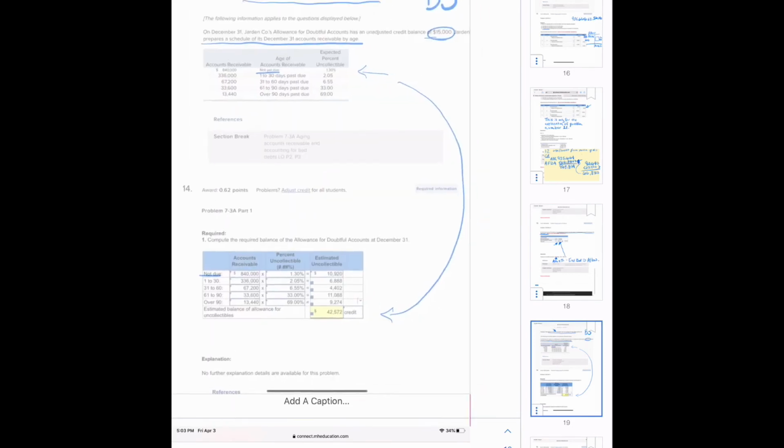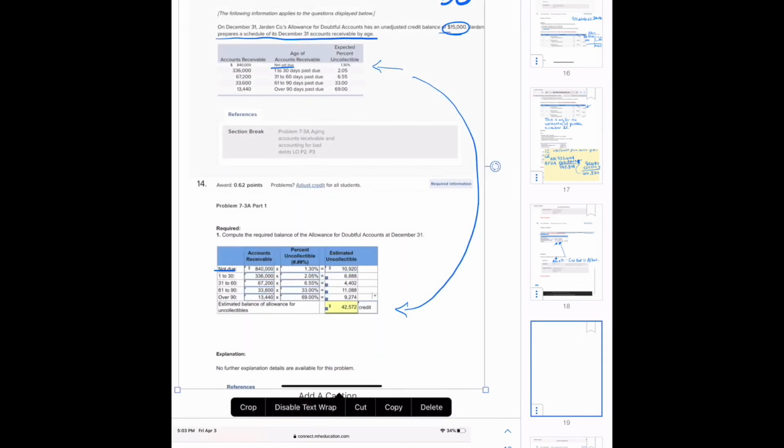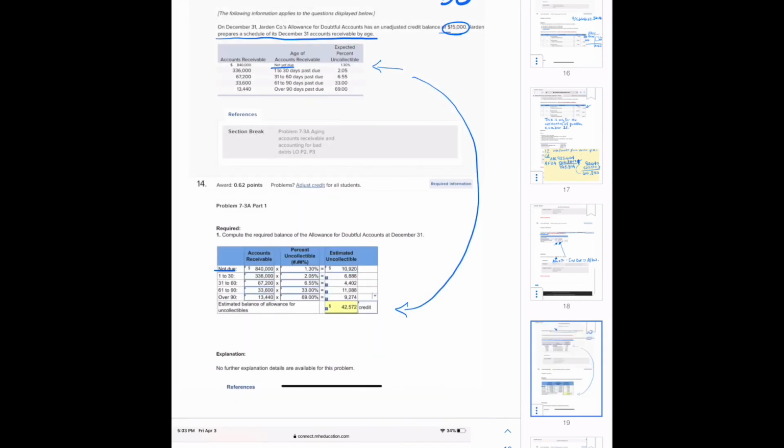Straight from this table right here, and you're just dropping it in this table right here. So you just say, well, what's my accounts receivable that was not due yet? So not yet due, not due. I take my 840,000, that's right here, and my 1.3%, and I just drop them in their respective locations. And then I go ahead and do the math on that, and I follow this procedure down through the rest of this table.